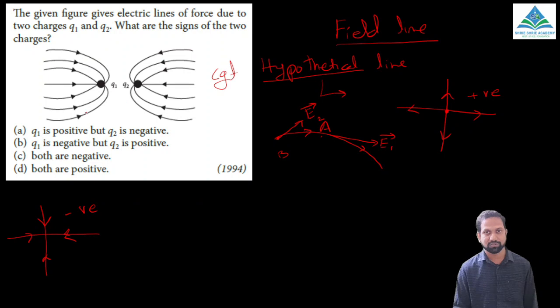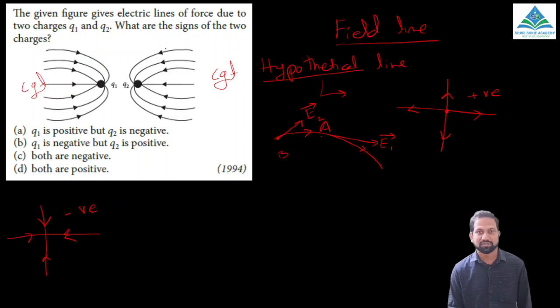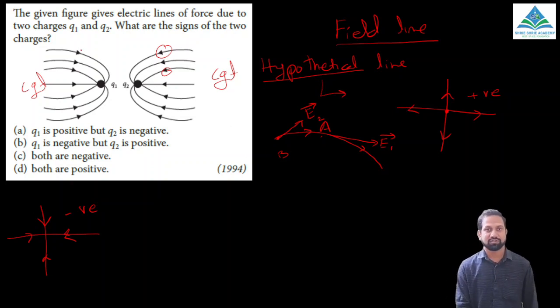See this. The two charges are Q1 and Q2. For both of them, the field lines are converging, right? So see the arrows. By seeing the arrows only, you have to decide whether they are converging or diverging. So you can see the arrows and decide they are converging. So definitely this is negative charge and also this is negative charge.